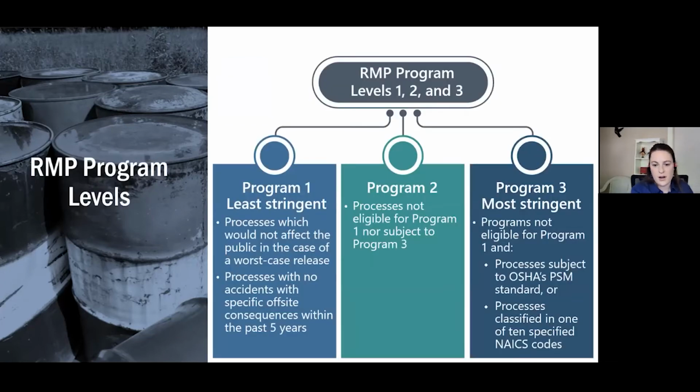Like I said, these are the RNP program levels, 1, 2, and 3. 1 is the least stringent. It is for processes which would not affect the public in the case of a worst case release, and you can demonstrate that with your offsite consequence analysis. Additionally, processes are eligible for program 1 if they have not had any incidents with offsite consequences within the past 5 years. So if you have a good track record with no incident history.